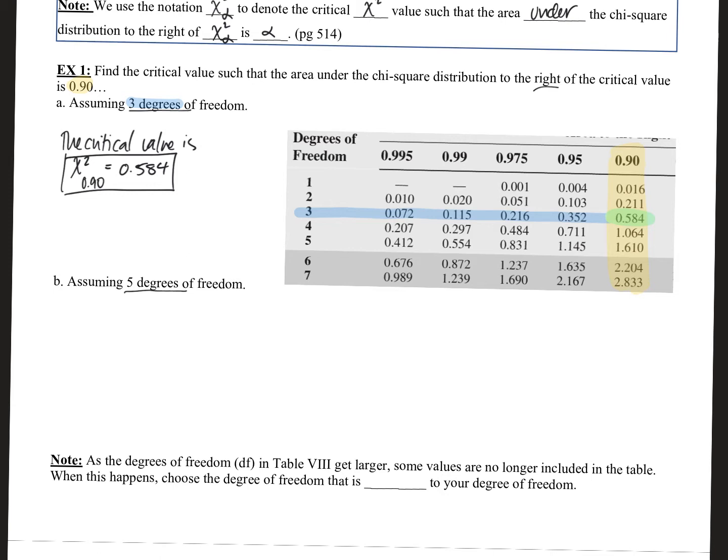Now we're looking for 5 degrees of freedom. So go ahead, follow along on that row until we see where they intersect right there. So the critical value chi-squared, and our alpha in this case is still 0.90, is going to be equal to 1.610 with 5 degrees of freedom.